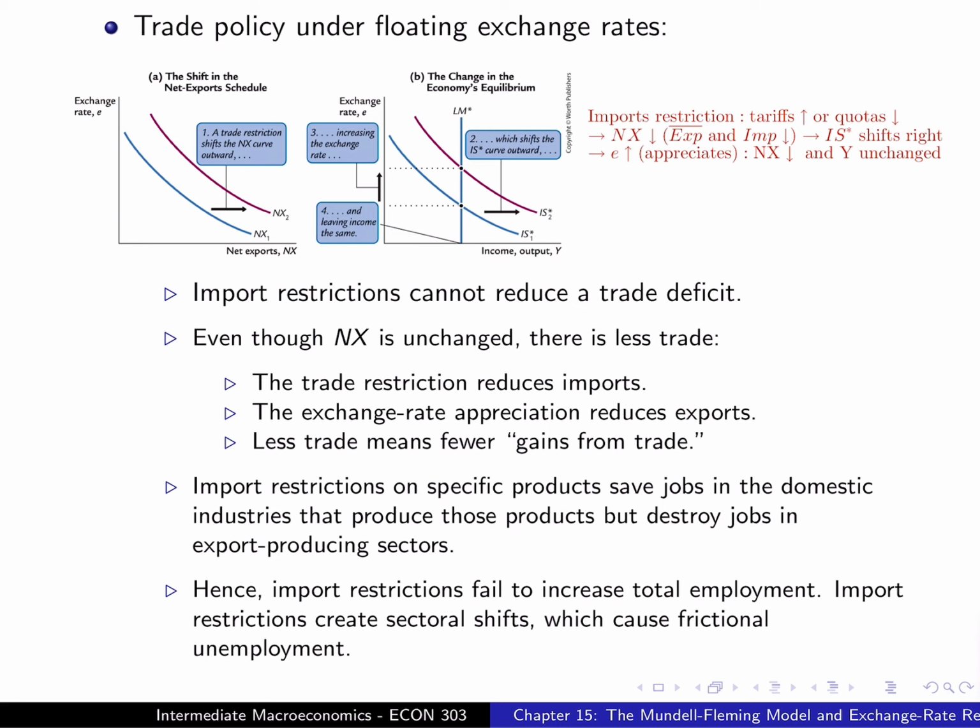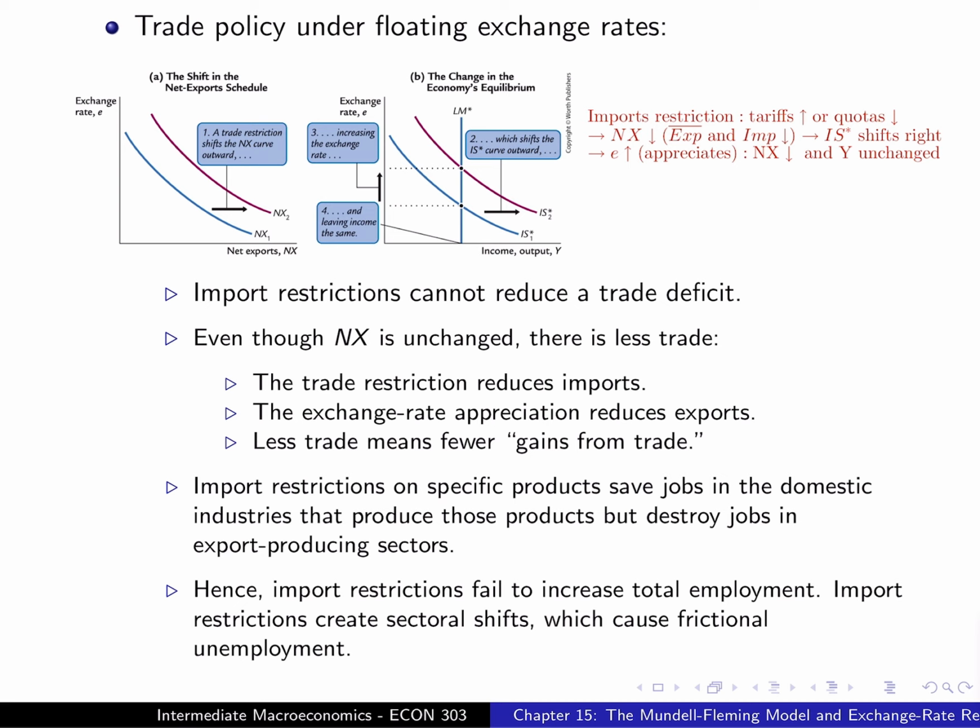Note that import restrictions cannot reduce a trade deficit. Even though NX is unchanged, the total volume of trade declines. The trade restriction reduces imports. The exchange rate appreciation reduces exports. Less trade means fewer gains from trade.